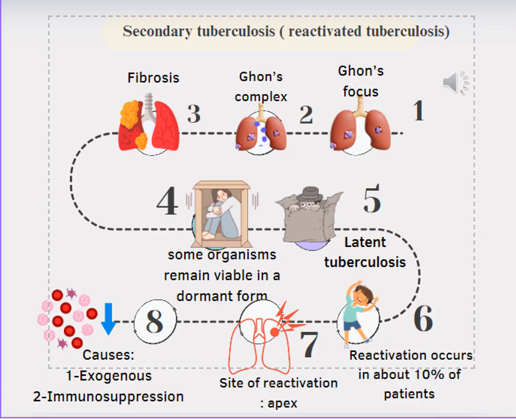Some organisms remain viable in a dormant form in these lesions. The patient has a latent infection. Reactivation occurs in about 10% of patients, months or years after primary infection. The site of reactivation is the apex. Causes of reactivation: spontaneous reactivation, exogenous infection, and immunosuppression.